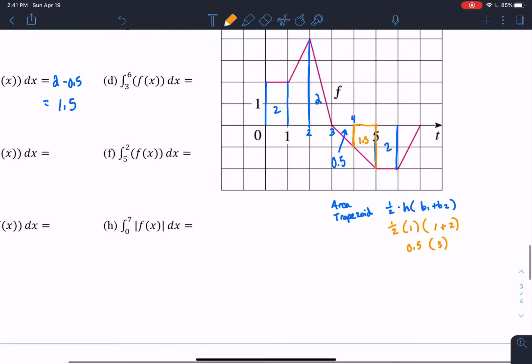Okay, so let's put them together now. From 3 to 6, we have negative 0.5 minus 1.5, which is negative 2, minus another negative 2 is negative 4.